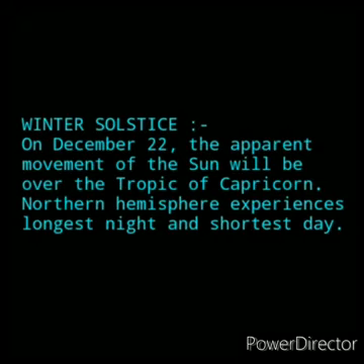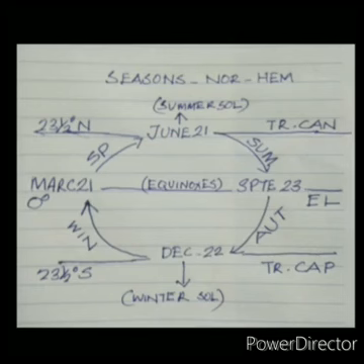On this day, the northern hemisphere experiences its shortest day and longest night. December 22nd is known as winter solstice. Look at the picture. It was given earlier, but now I added some more details. This is the seasons of northern hemisphere. It is a ready reckoner to get more explanations.